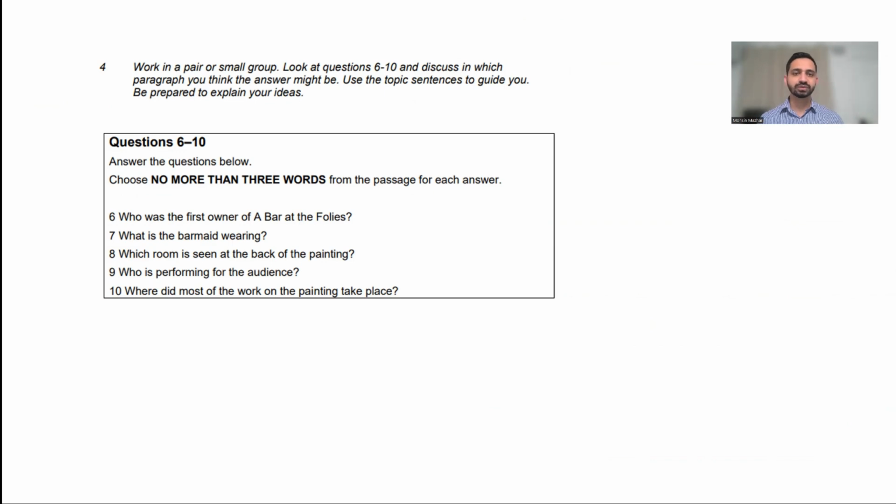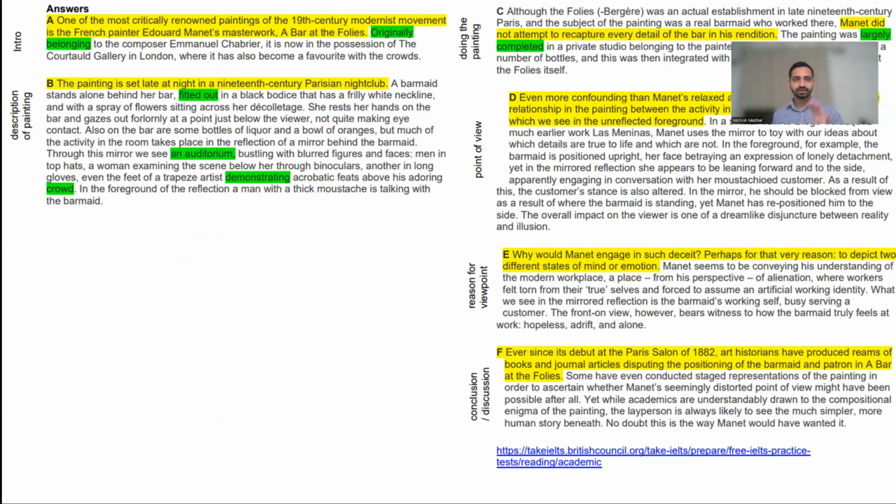All right, let's do this activity. Again, this is an online course. You will be working on your own. So look at questions 6 to 10 and discuss in which paragraph you think the answer might be. Use the topic sentences to guide you. Be prepared to explain your ideas. Now, read questions 6 to 10, right? For example, the first question is, who was the first owner of a bar at the Follies? Okay, so look at the paragraphs, and obviously your answers are going to be in order. So you will have first question number 6, question number 7, 8, 9, 10, and so on. So that's how you would approach it, and you will find the answers.